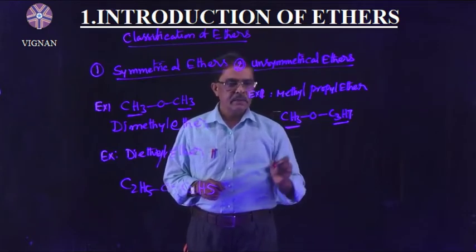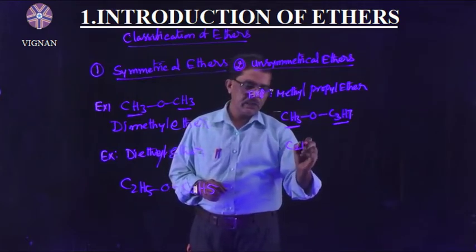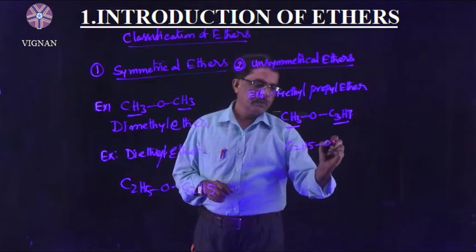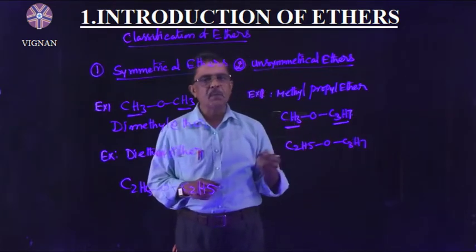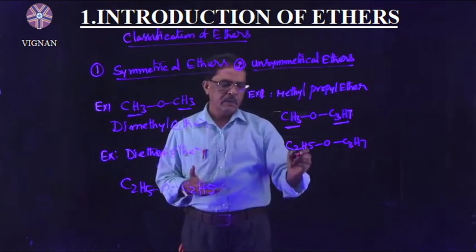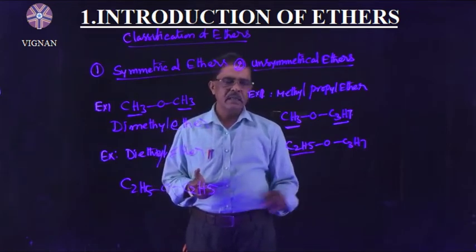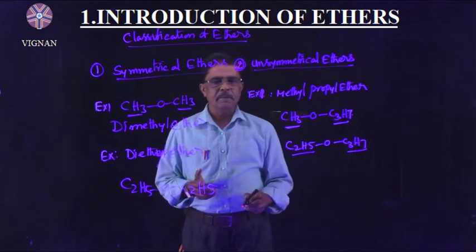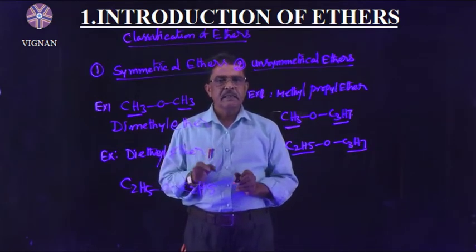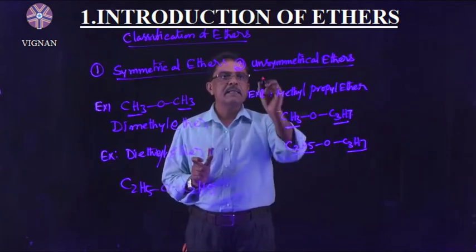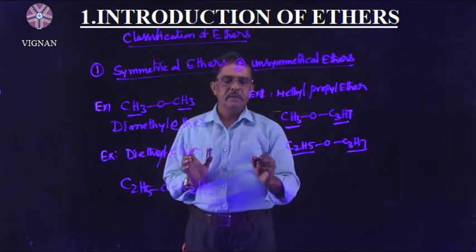Let us take C2H5OC3H7. This is ethyl propyl ether, another example. Here our group is ethyl, here our group is propyl. So both alkyl groups are different, and the ether is said to be an unsymmetrical ether.